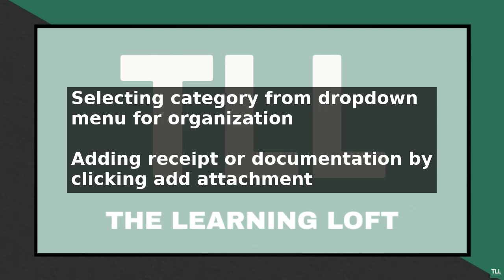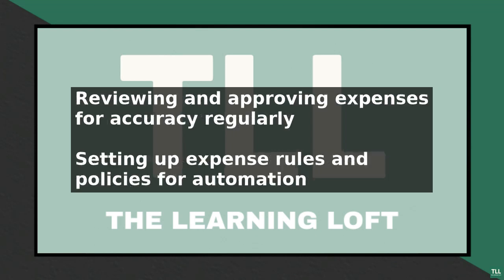In addition to these features, Bill4Time also allows you to set up expense rules and policies, which can help to automate the expense approval process and ensure that expenses are properly accounted for. You can also use the reporting feature to generate detailed reports on your expenses, which can help you to identify areas for cost savings and improvement.